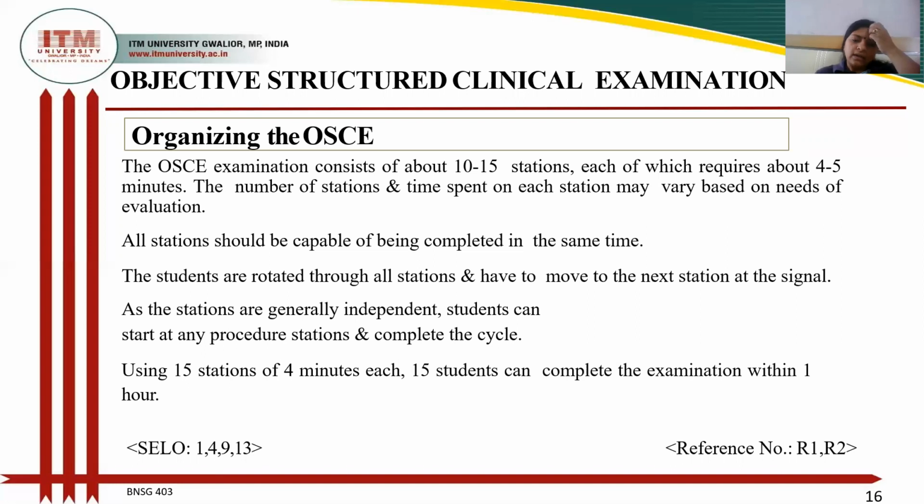As the stations are temporally independent, a student can start at any procedure station and complete at any cycle. There are 10 to 15 stations, and it is not that all the students will start from the first one. A group of students can be kept at any place. Then we can rotate the students, moving from one station to the next after the bell. Wherever the student starts, after the bell they go to the next station, and similarly they will rotate and complete the cycle.